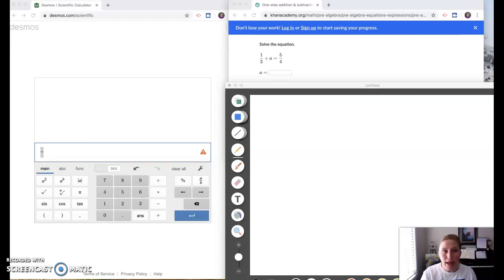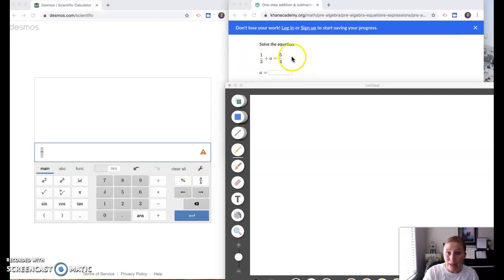The website that I have right here, and there's a link to it on our course classes page, is desmos.com/scientific. And you'll use Desmos a lot more once you get into high school. There's a really cool button right here, you see this little A over this little B, and this is a fraction button. That helps us to create fractions.